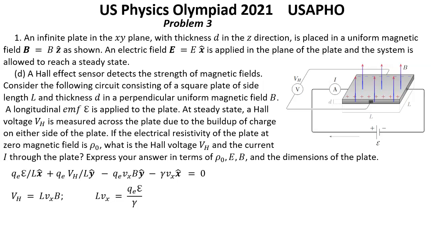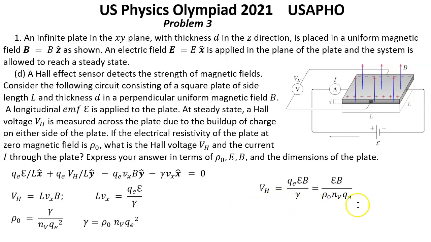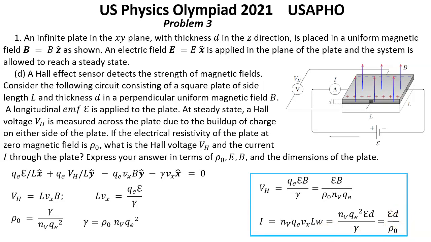Remember that we computed what ρ0 is previously. That was this expression, from which we can find gamma using ρ0. Now we have enough information. Substituting gamma, we have for VH this expression, and for current I, by definition this one, or after calculation ED over ρ0. That was the solution for question D, and we finished with part 1.